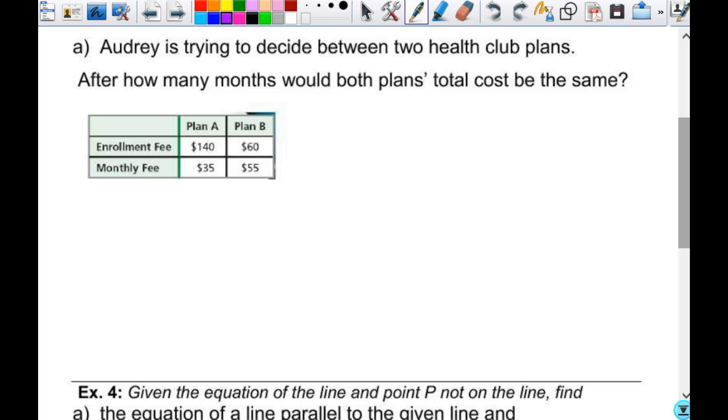Intersecting. And what I'm looking for is where they're intersecting, right? So now let's look at our little chart of information here. We've got Plan A and Plan B. We've got an enrollment fee and a monthly fee.